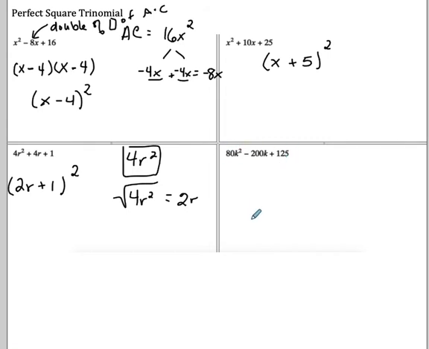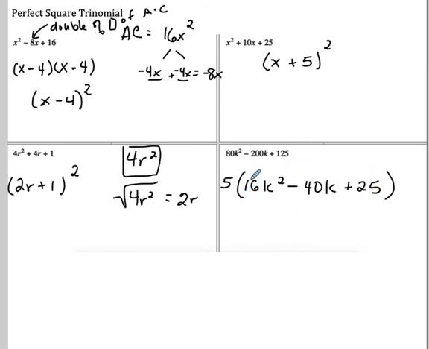Take a look here. There might be something that goes into these, right? There might be some sort of common factor here. So I'm thinking maybe 5 goes into everything. So 5 goes into 80. There might be a bigger one. Ooh. Well, let's start with that. So if 5 goes into 80, that's 16, and 130, that's 16k squared minus 40k plus 25. Okay, so now is that a perfect square trinomial?